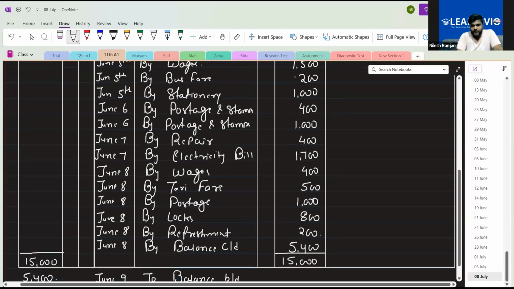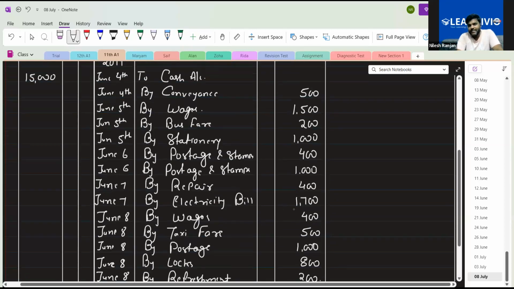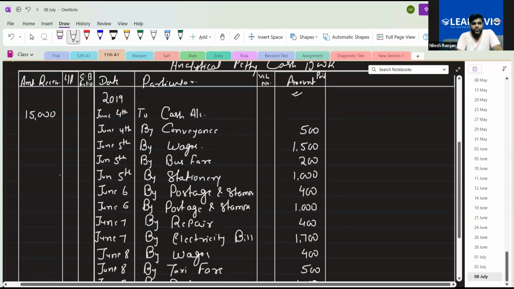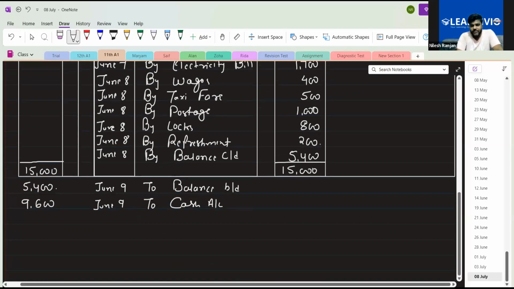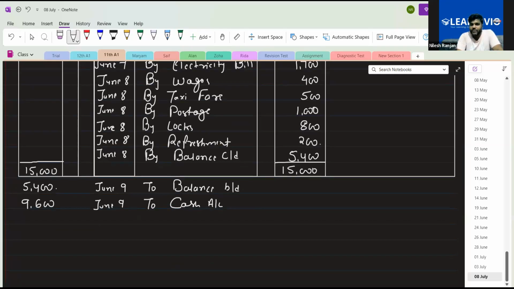Okay. The total of the amount paid side is 9,600 and the total of amount received is 15,000. So 15,000 is written on both sides, and from this 15,000 we have deducted 9,600, so we got 5,400. Actually, it is a simple ledger.